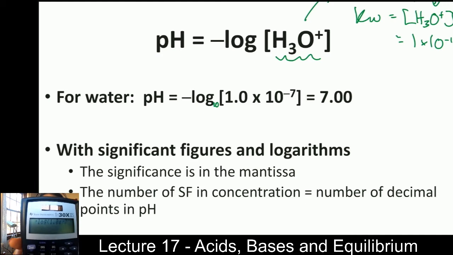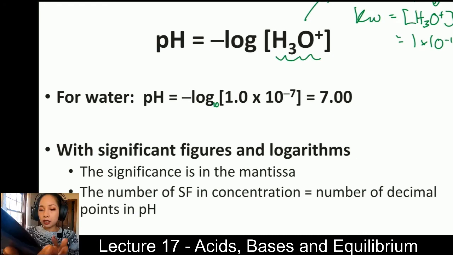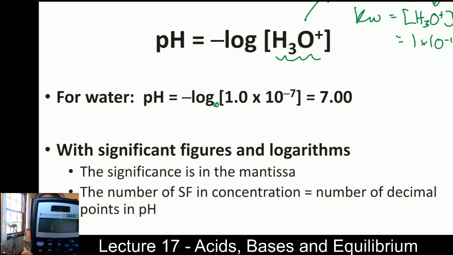Ooh, can you see it? So negative log parentheses 1.0 e to the negative 7. All right, and if I stick that into my calculator, you see that it spits out a pH of 7. But remember, calculators don't understand sig figs. So how are sig figs applied to logarithms?